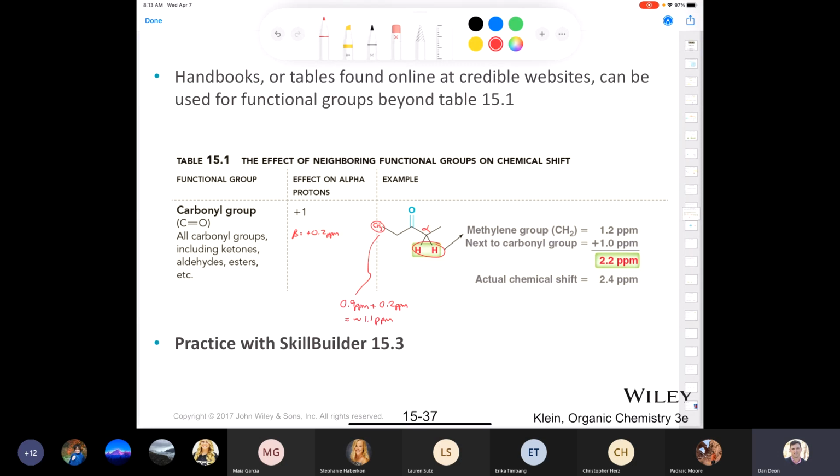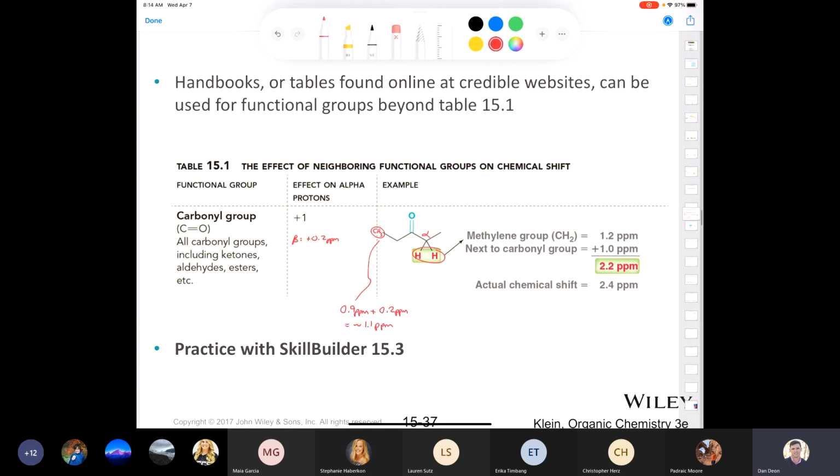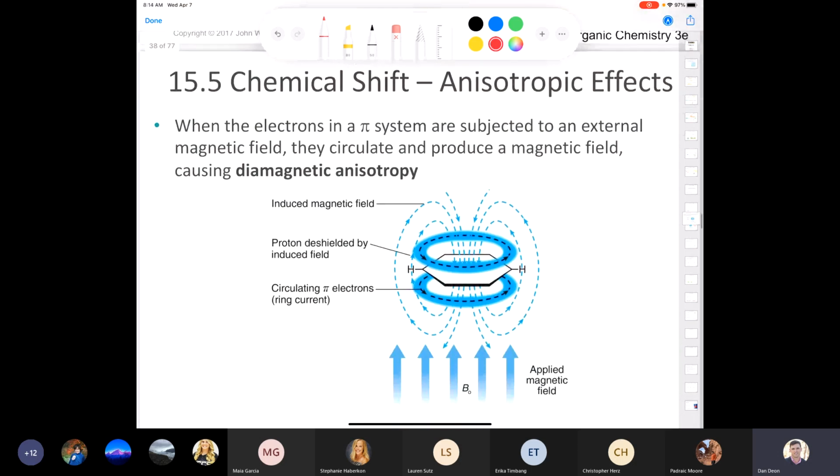All right, so table 15.1, again, I won't provide you with that table. However, it is wise for you to memorize the effect of a carbonyl group, the oxygen of an ester, and the oxygen of an alcohol or an ether, because those functional groups come up all the time in organic chemistry. Let's move on from there, still in the vein of chemical shift. We're still in the same section, and talk about what's called anisotropic effects.